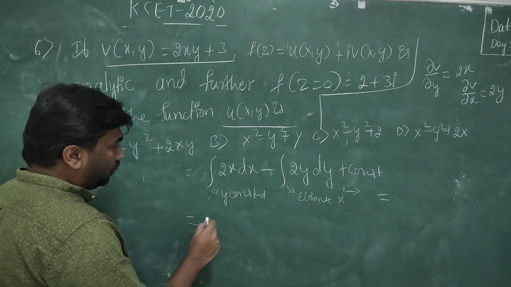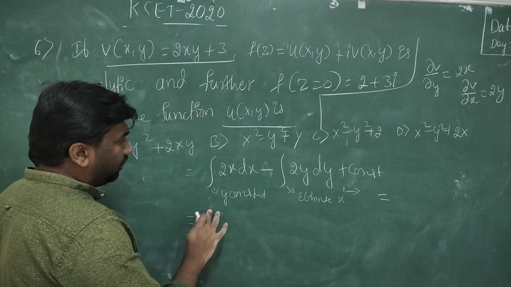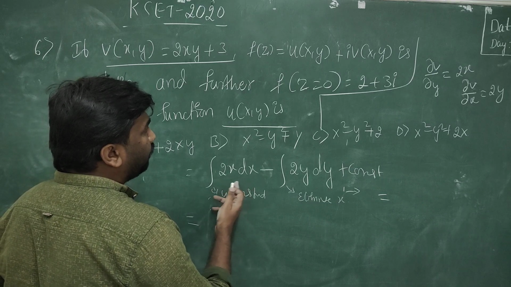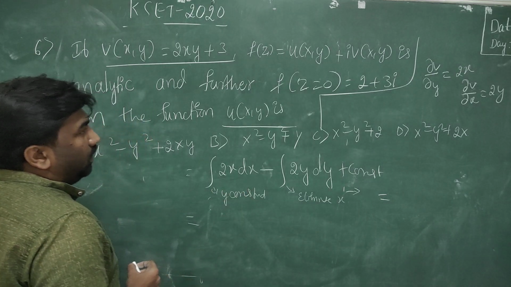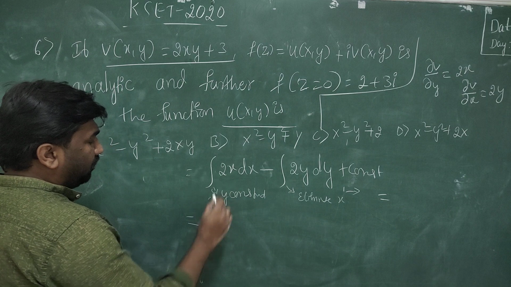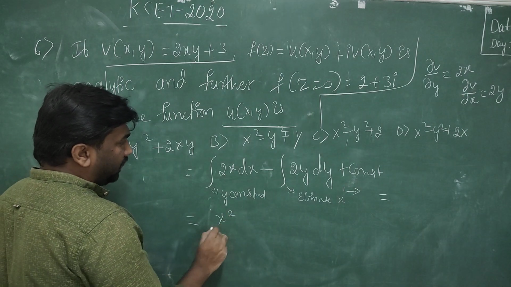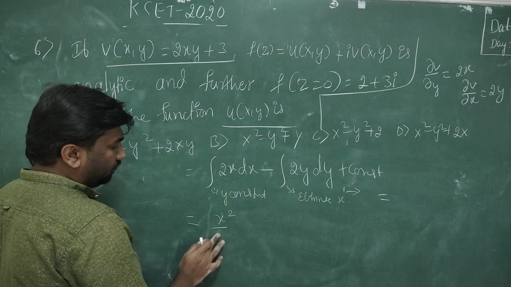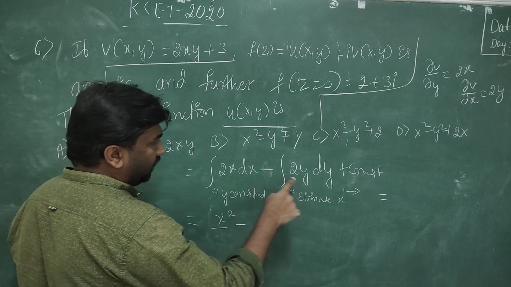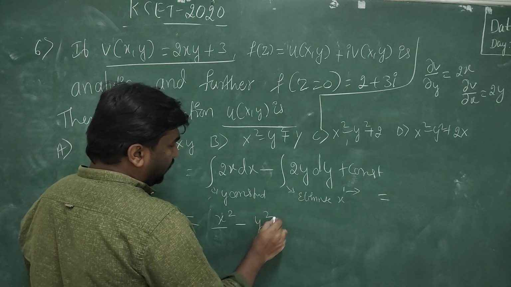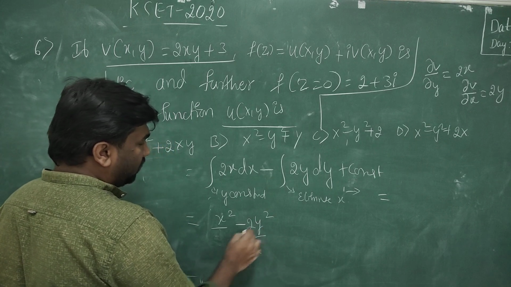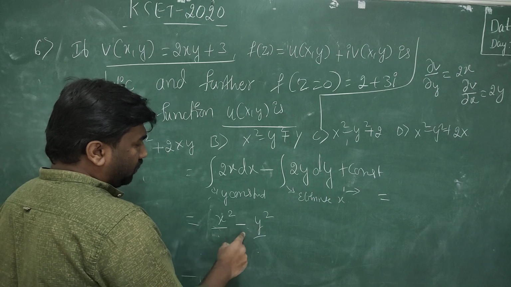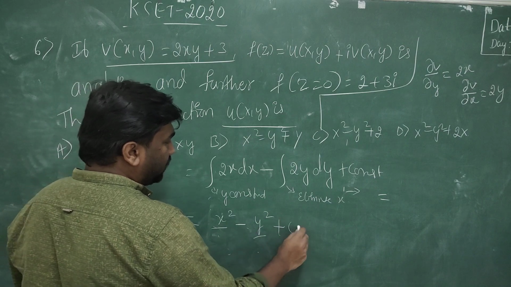So which is equal to integration of y is constant. So here there is no y term. Okay. Therefore integration of 2x is x square by 2 and 2 cancel, minus integration of y is y square by 2. Actually here on this 2 and these 2's are cancelled. Okay, so answer is x square minus y square plus constant.